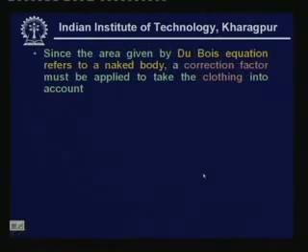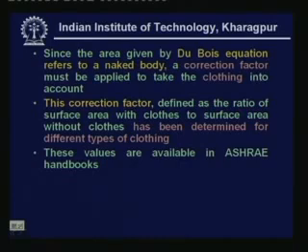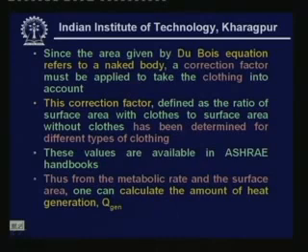Since the area given by Du Bois equation refers to a naked body, a correction factor must be applied to take the clothing into account. So, this correction factor, defined as the ratio of surface area with clothes to surface area without clothes, has been determined for different types of clothing, and these values are available in ASHRAE handbooks. Thus, from the metabolic rate and the surface area, one can calculate the amount of heat generation Qgen.